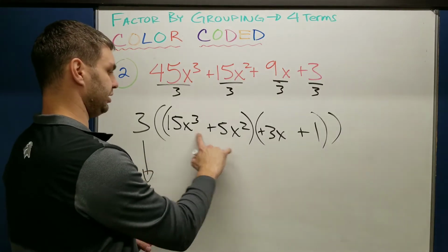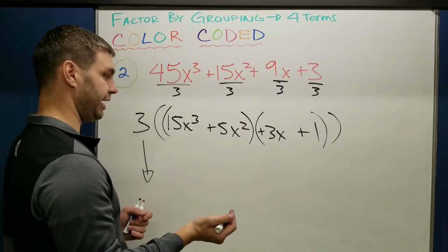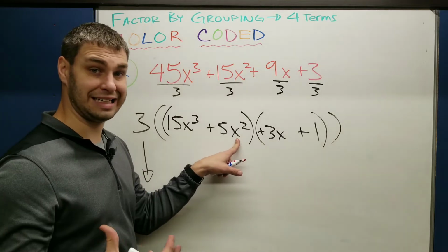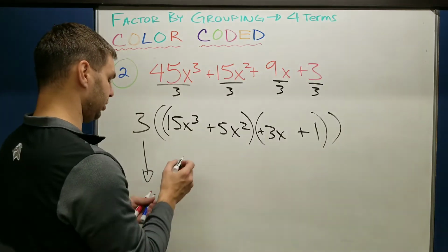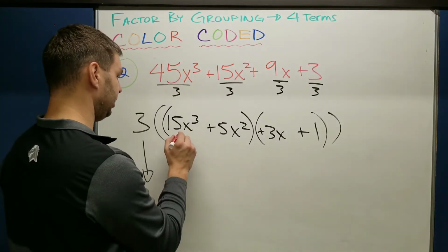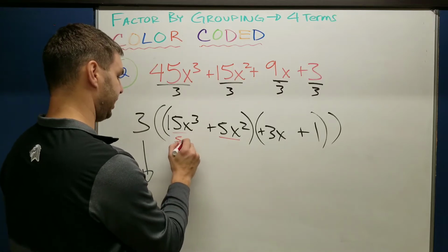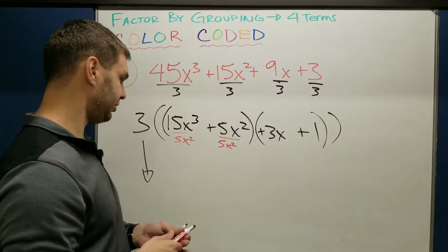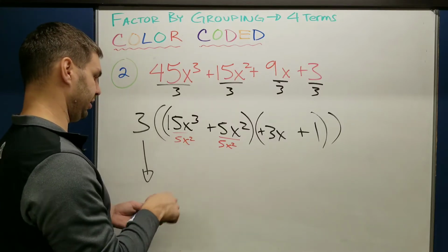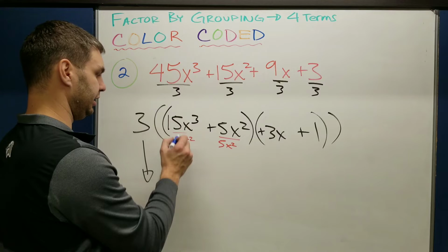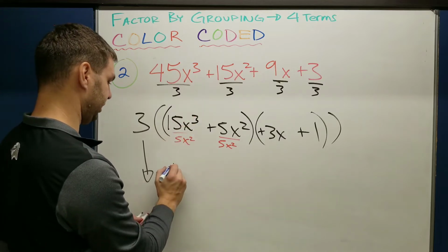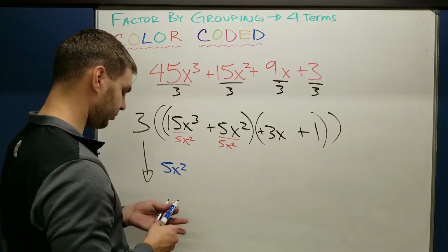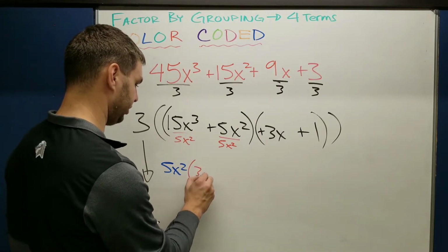All right, let's see here. In this first group, I know I can take out a 5 for my number, and also this has 3 x's, this has 2 x's. The most I can take out of both is 2 x's. So I should use my colors here, we're going to divide each of these by 5x squared. When I do that, what's left over in my first term is 3x. So take out a 5x squared, and left over in that first one is 3x.